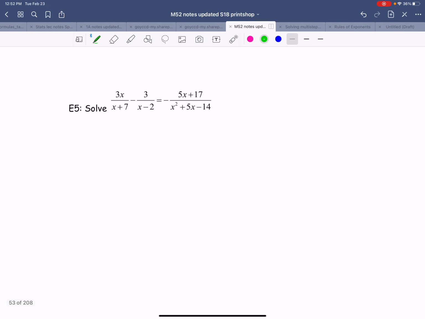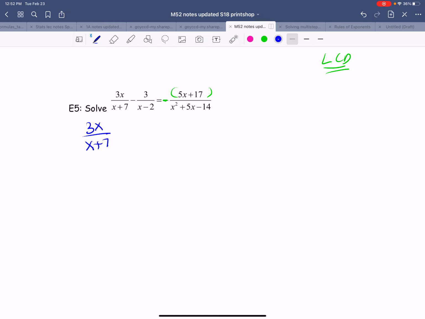Right, next we have number 5, 3x over x plus 7 minus 3 over x minus 2 equal to, remember this negative sign is actually with the entire numerator, so keep in mind. Now my first goal is to find the LCD. We cannot find the LCD until my denominators are in the factored form.